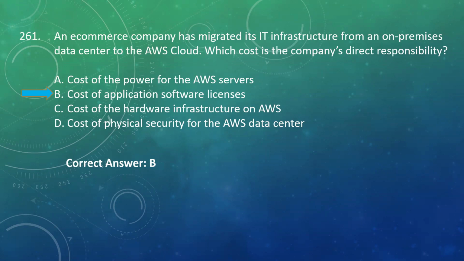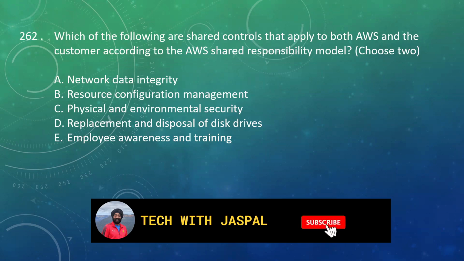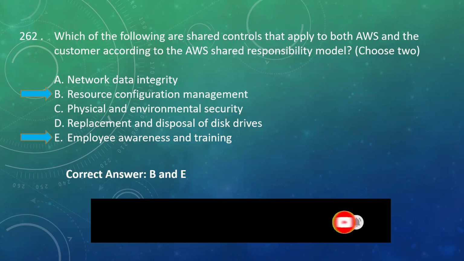Let's look at next question of this part of the series, which is question number 262. Which of the following are shared controls that apply to both AWS and the customer according to the AWS shared responsibility model? You need to choose two options. And your options are network data integrity, resource configuration management, physical and environmental security, replacement and disposal of disk drives, employee awareness and training. And the correct options are resource configuration management and employee awareness and training.